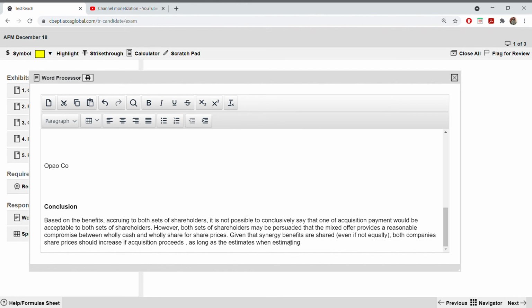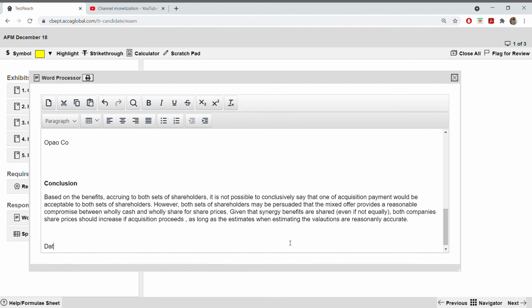So when estimating, you can write this at the end, the last line in the conclusion, okay? But for business valuation, definitely you have to talk about estimates, because business valuations are always on estimates only. You are assuming they are reasonably accurate, and this you have to write in your conclusion. Based on this, if the estimates are correct, then they should go ahead, because if it changes, the conclusion will change. Full stop.